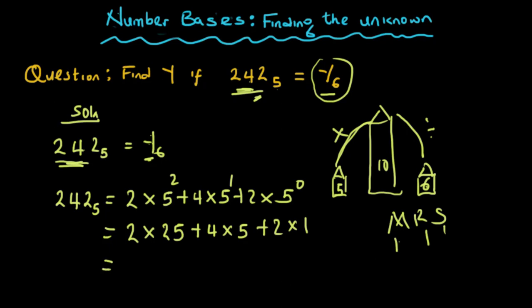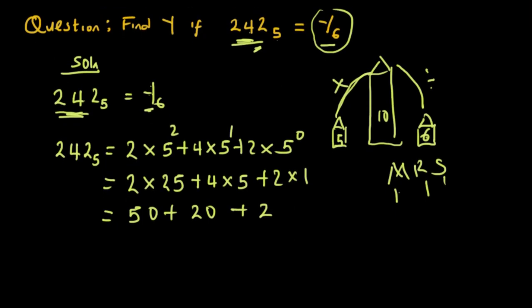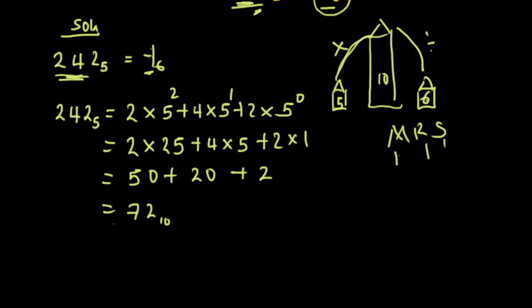Do you understand? So we have 2 times 25 is 50. 4 times 5 is 20. 2 times 1 is 2. So we have 50 plus 20 is 70. 70 plus 2 is 72. And this is in base 10. Remember, we are trying to convert to base 6. So to convert from base 10 to base 6, that's like a demotion. So we divide. Let's do it by the side here.